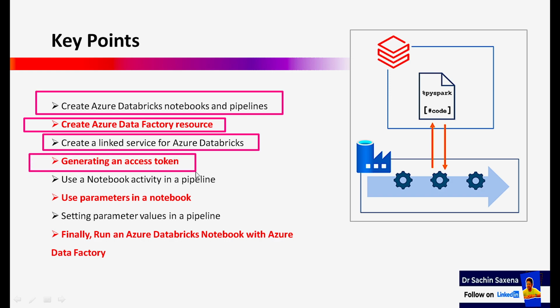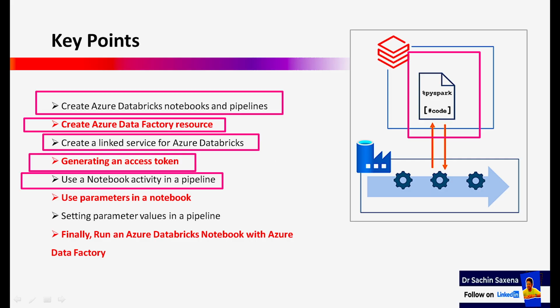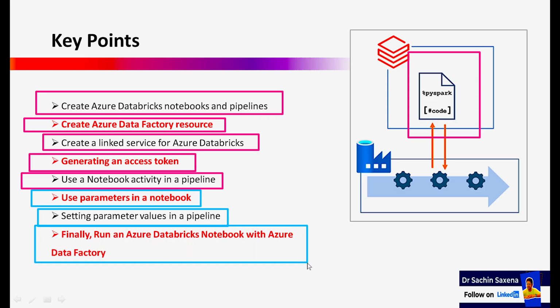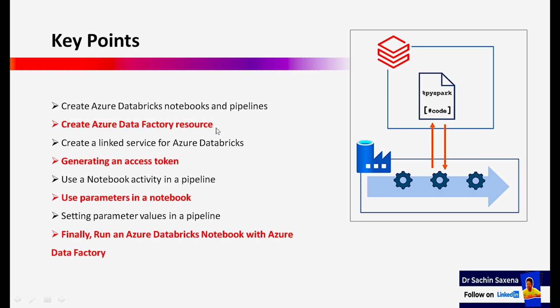Then we need to generate an access token through Databricks so that we can communicate with our PySpark code and Azure Data Factory simultaneously. Then you will need a notebook activity in a pipeline, and then we will use a parameter in a notebook to pass to our data factory. Then setting parameter value in a pipeline, and finally we will run an Azure Databricks notebook with Azure Data Factory.